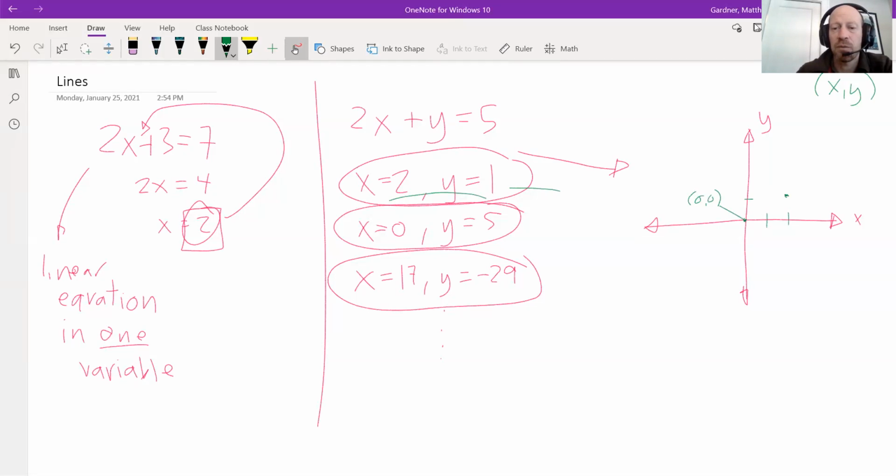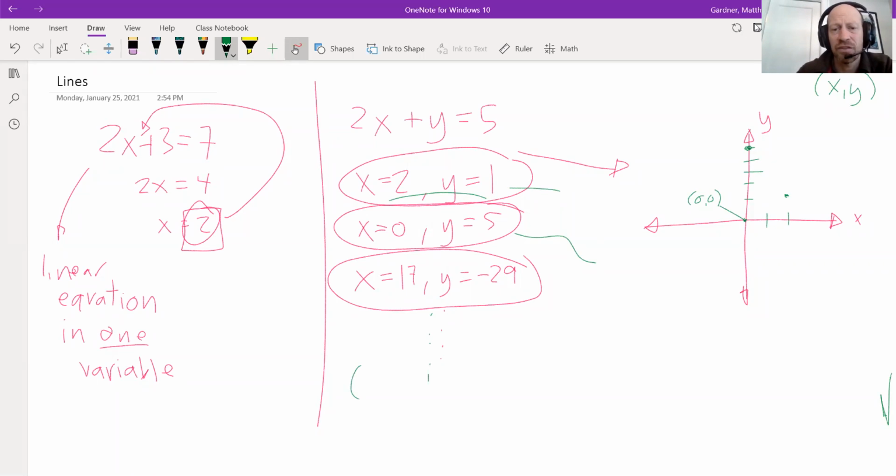I can do the same thing with this point, x equals 0, y equals 5. For 5, that's right up there. I could also do this with 17, minus 29. Of course, that becomes pretty inconvenient, right? It's way off my computer monitor and somewhere way down here. So that's kind of nice in that I can put the answers in an organized fashion. But there's still a little question of where the rest of these answers are going to fall, right?